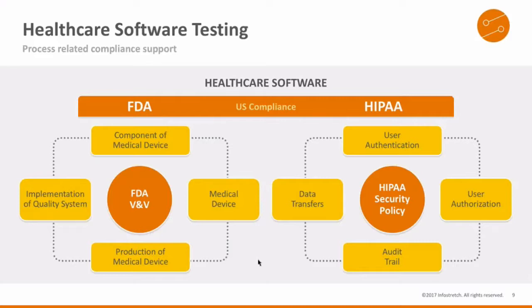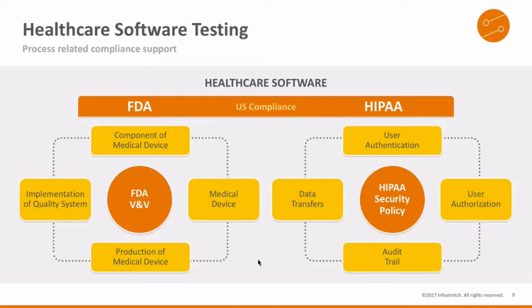First is the user authentication. So let's take an example. A user who is authorized to log in to the healthcare software, only that user can log in. Next is the user authorization. So if a user has logged in, only the information meant for that user should be visible. So in user authorization, you check that only the particular necessary information is visible to the user.